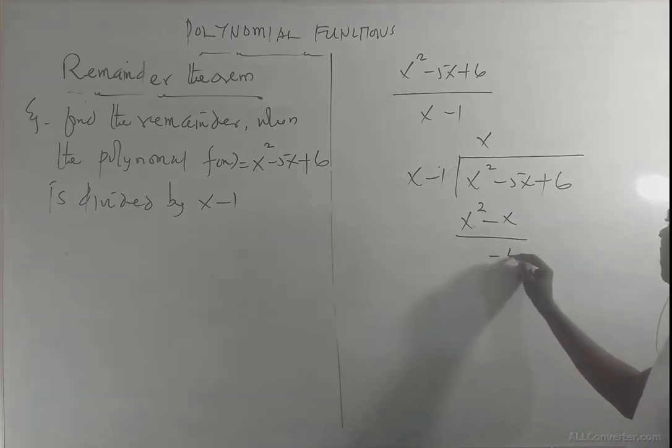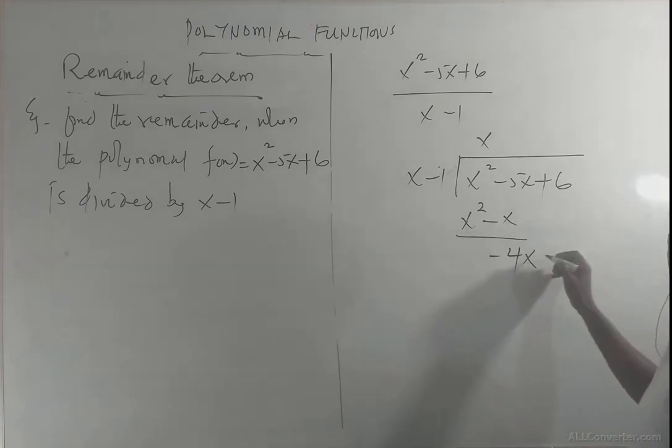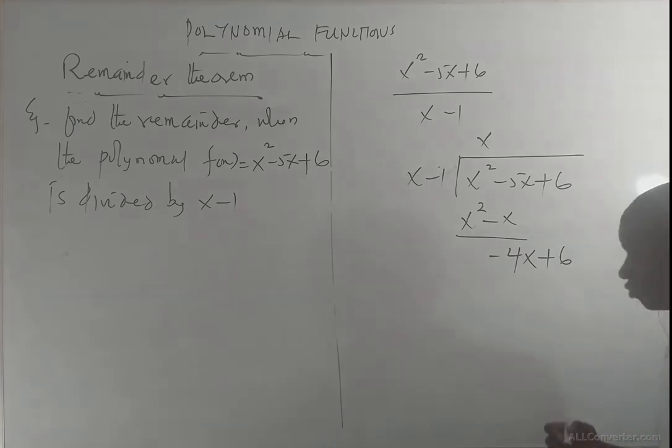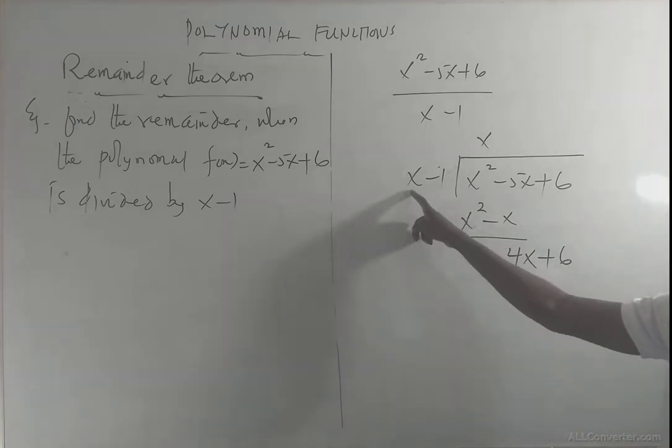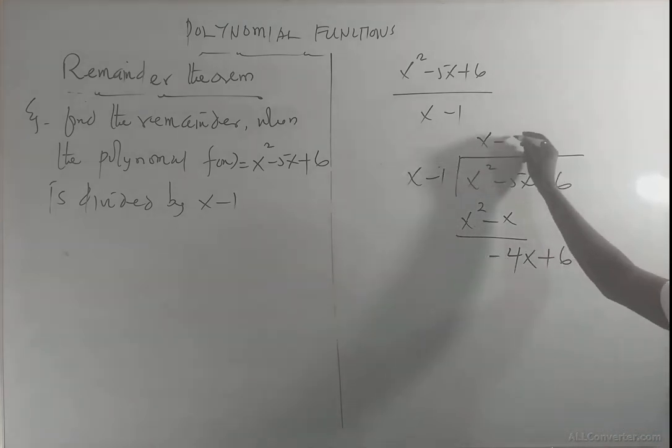And that will give us minus 4x. Then the only term we have up there is plus 6. So we bring it down. Then we start the division again. Minus 4x divided by x will give us minus 4. So we are going to have minus 4.